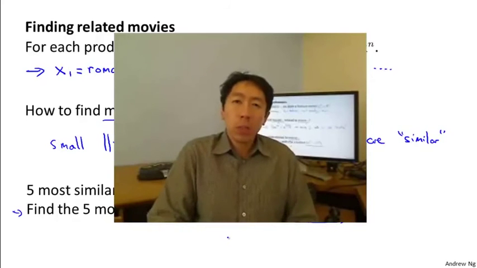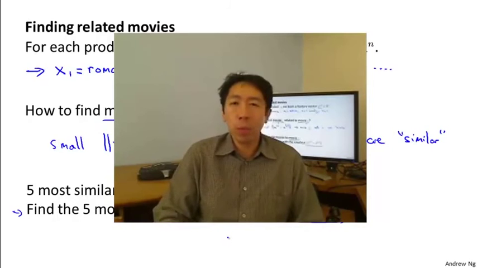So with that, hopefully you now know how to use a vectorized implementation to compute all the predicted ratings of all the users on all the movies, and also how to use learned features to find what might be movies or what might be products that are related to each other.